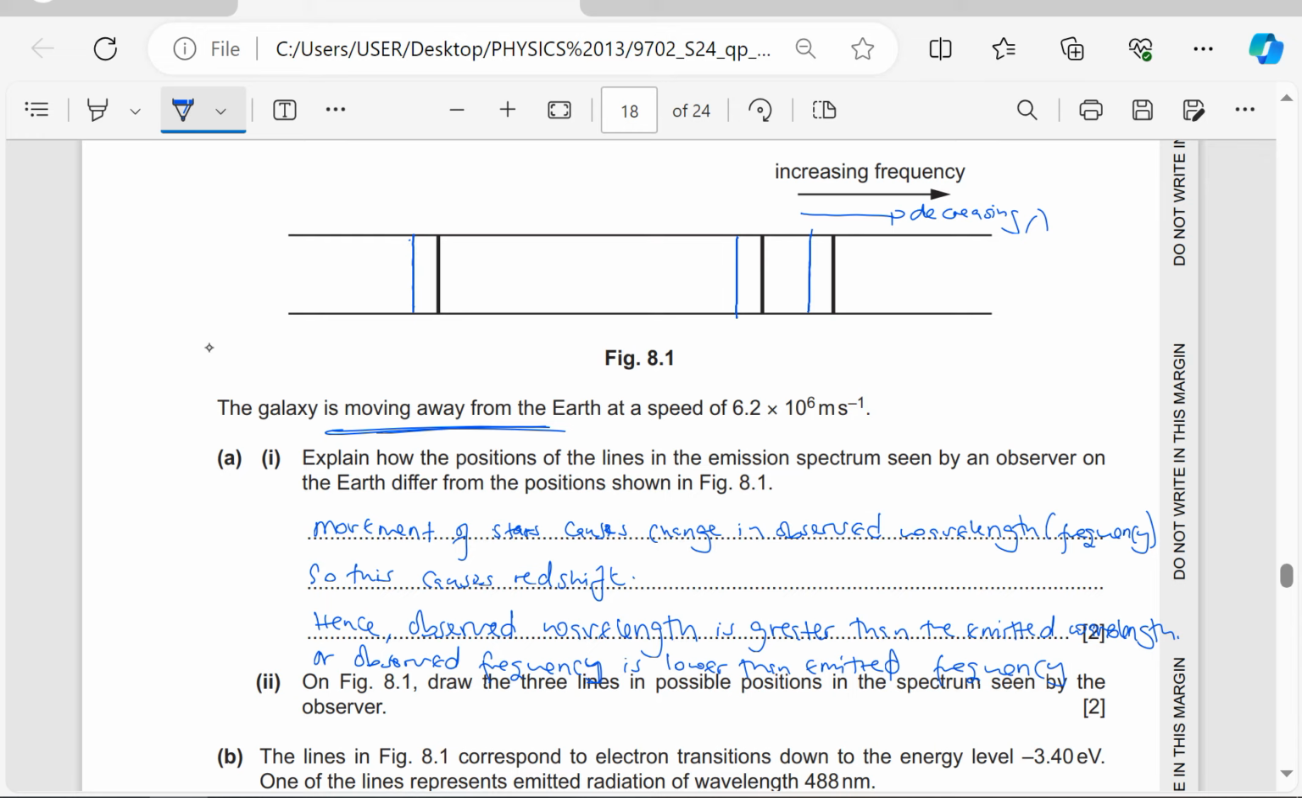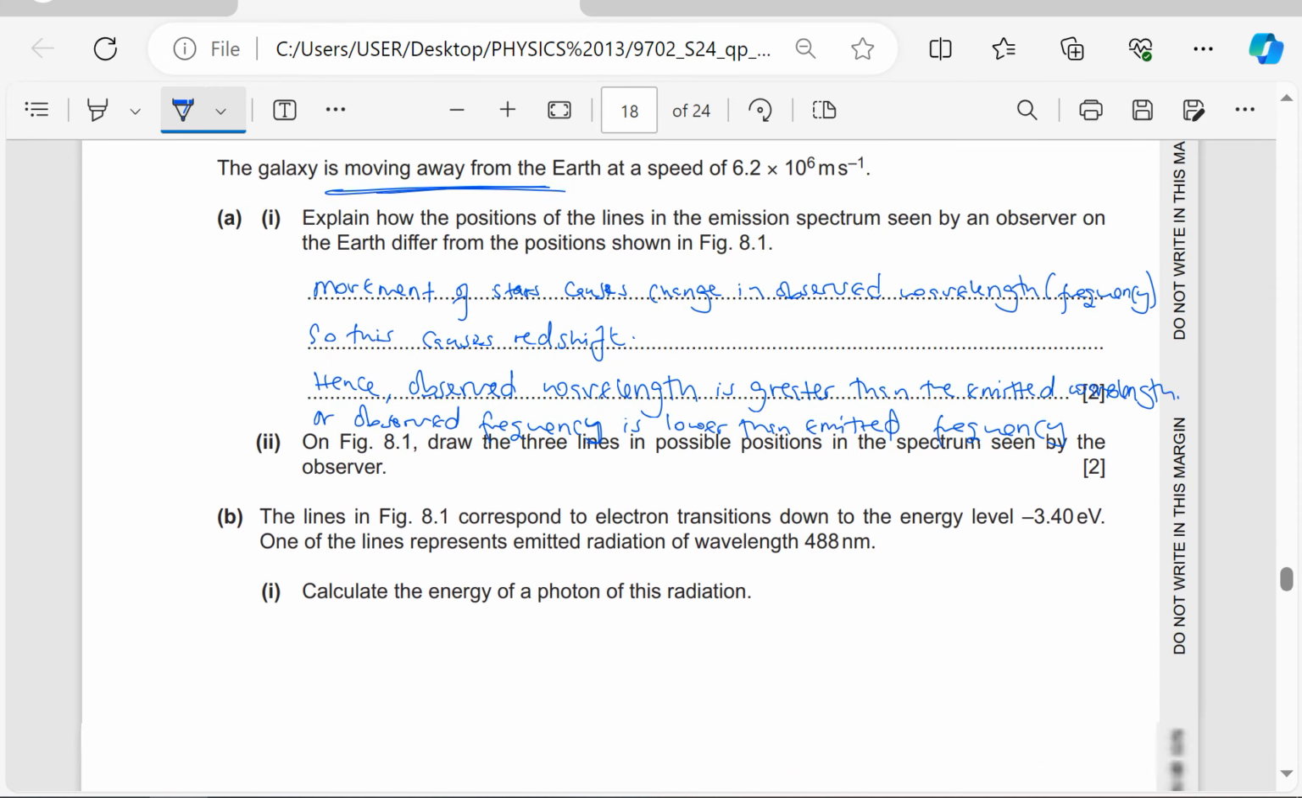Okay, so those will be the new positions of these lines. Note that the distance is almost the same by just looking at them. So the deviation is going to be the same. The lines are going to be to the left of each of those.